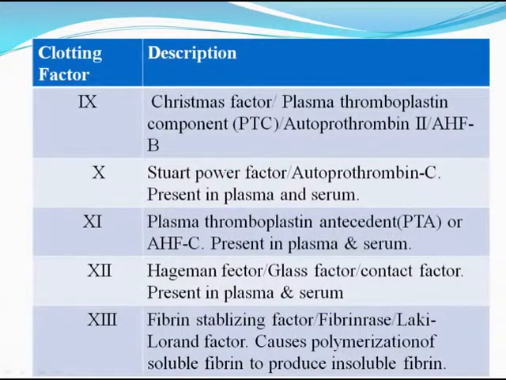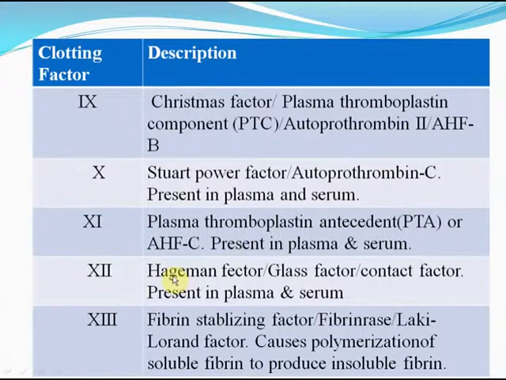The ninth is Christmas factor. It's also a coagulation factor whose absence is associated with hemophilia B. The 10th is again a coagulation factor that is converted to an enzyme that converts prothrombin to thrombin in a reaction that depends on calcium ion and other coagulation factors. 11th coagulation factor is plasma thromboplastin antecedent, whose deficiency results in hemorrhagic tendency.